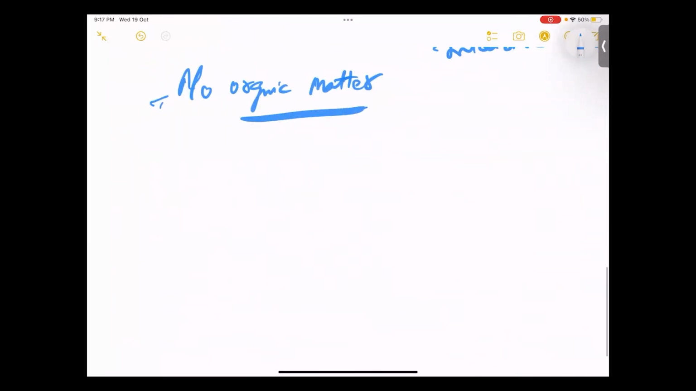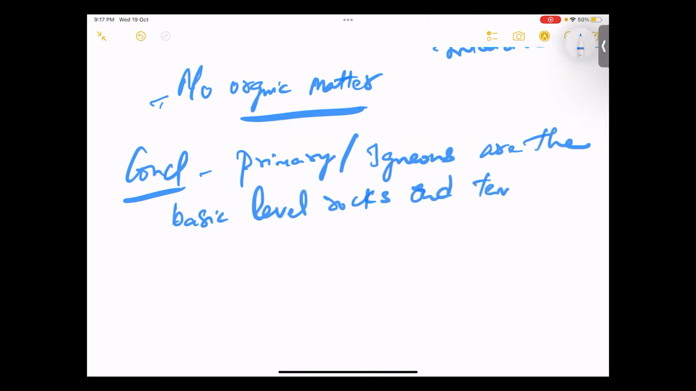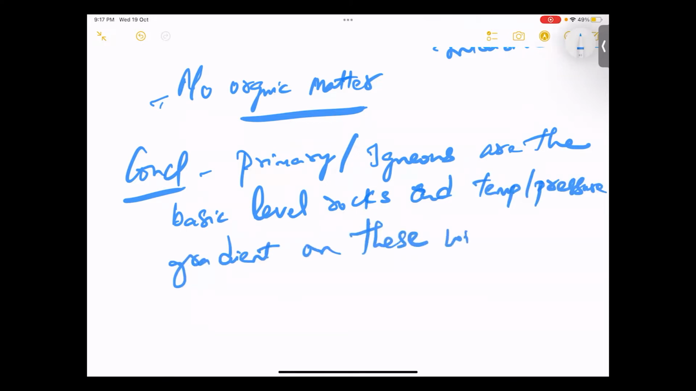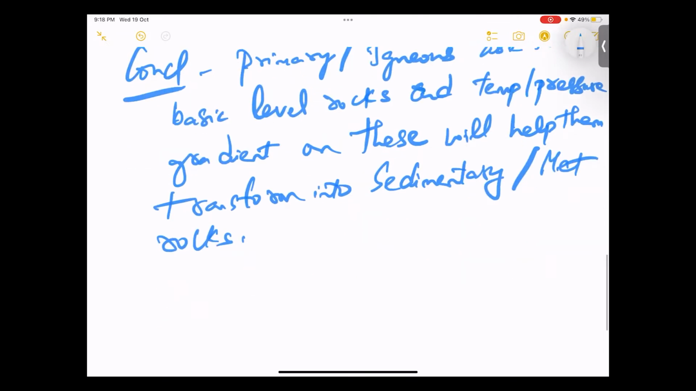In the conclusion you can write that the primary rocks or the igneous rocks are the basic level rocks, and temperature or pressure gradient on these will help them transform into sedimentary or metamorphic rocks. This can be the conclusion.